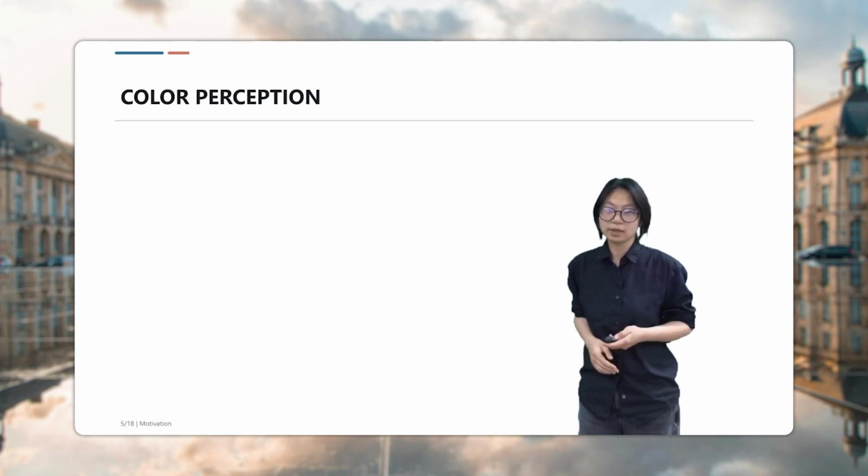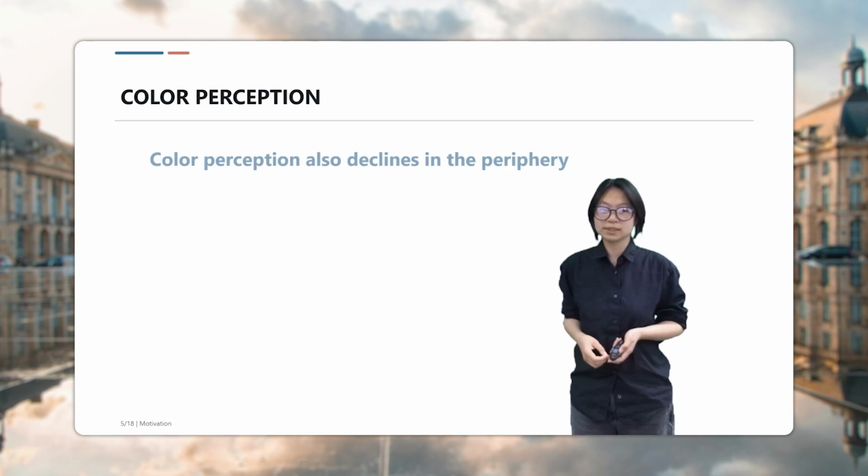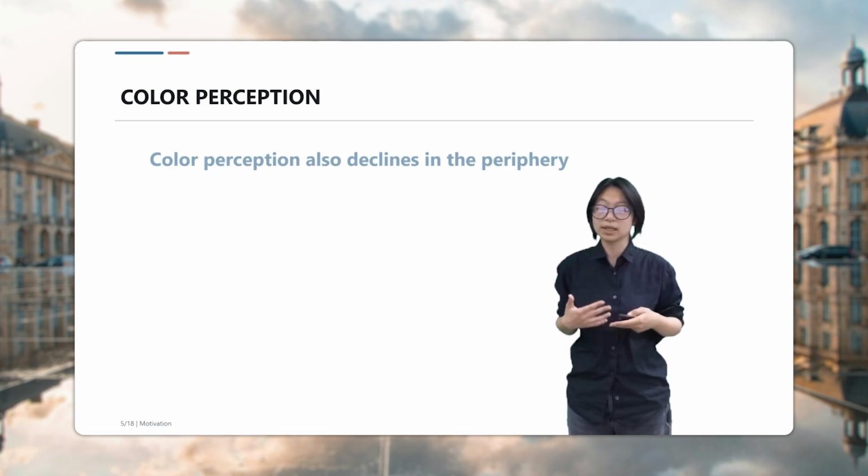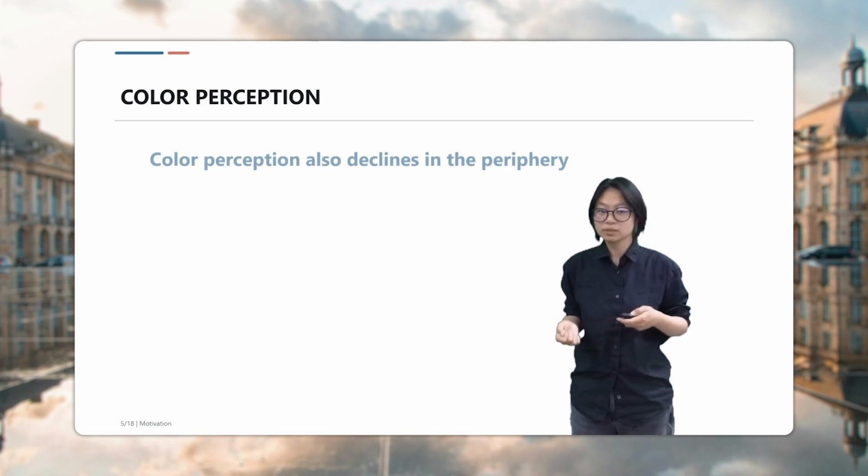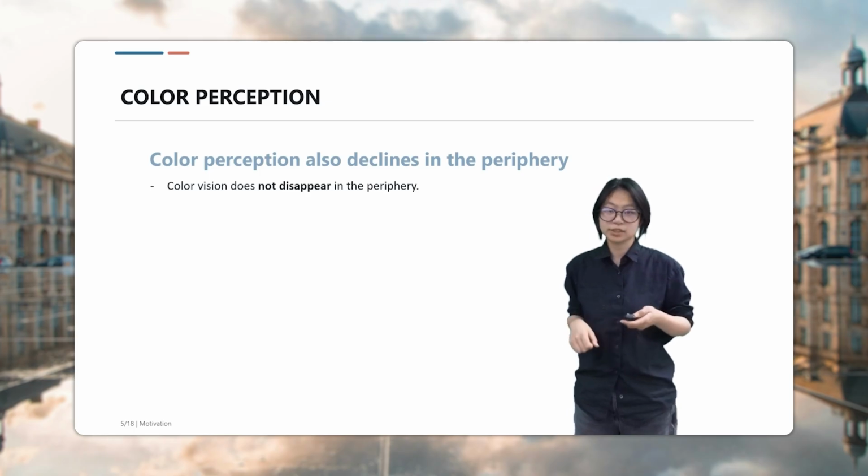Similar to visual acuity, our color perception also drops significantly as retinal eccentricity increases. An important point to know is that our color vision does not disappear. We can still see color, especially when we pay attention to the periphery.